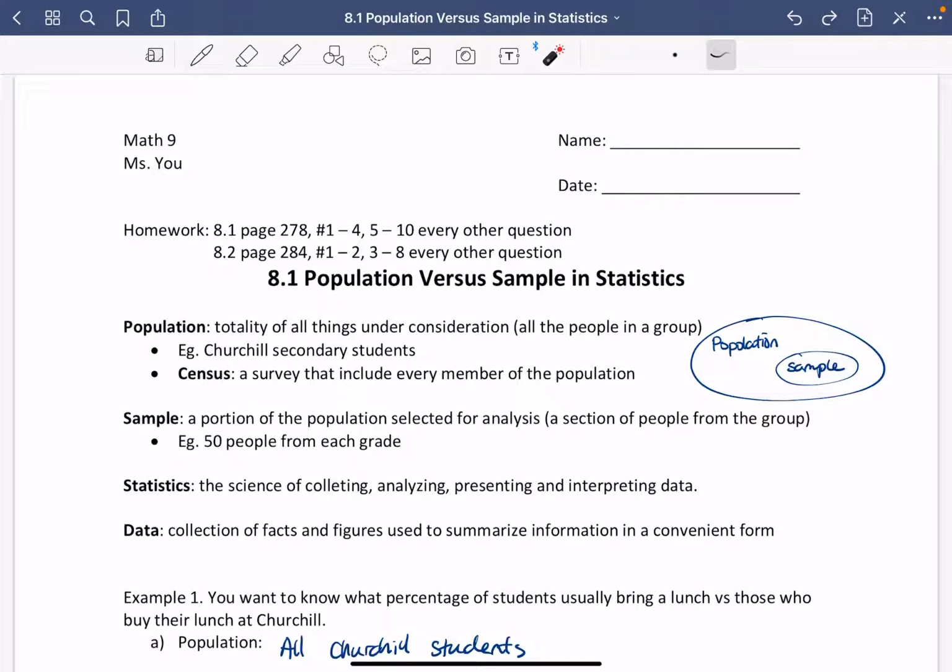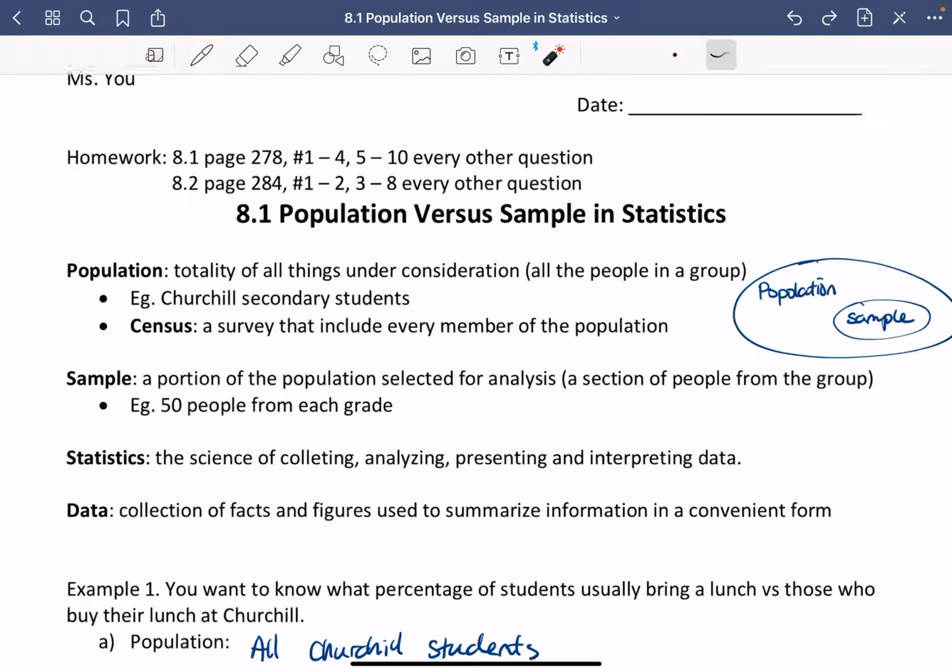Hello everyone. Today we'll talk about chapter 8, probability and statistics. So 8.1 is population versus sample in statistics. Okay, so I want to know what those mean.